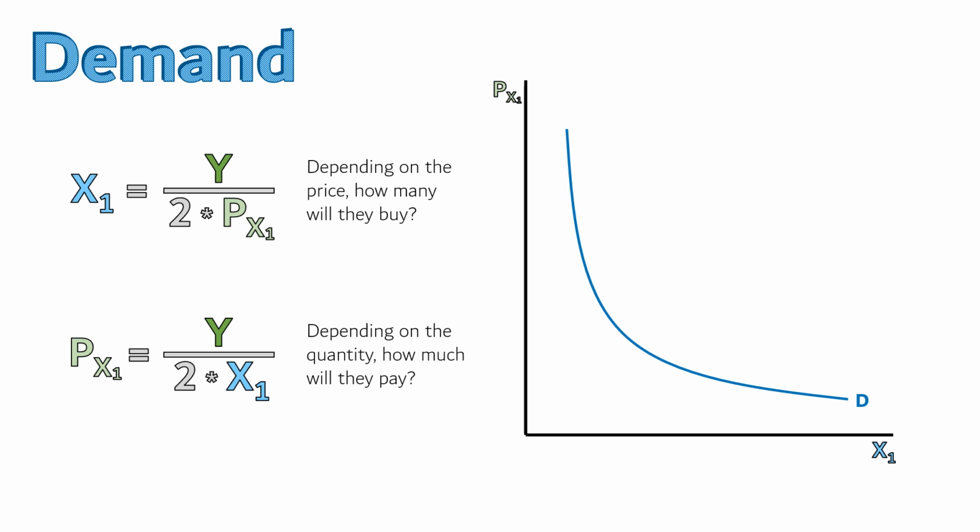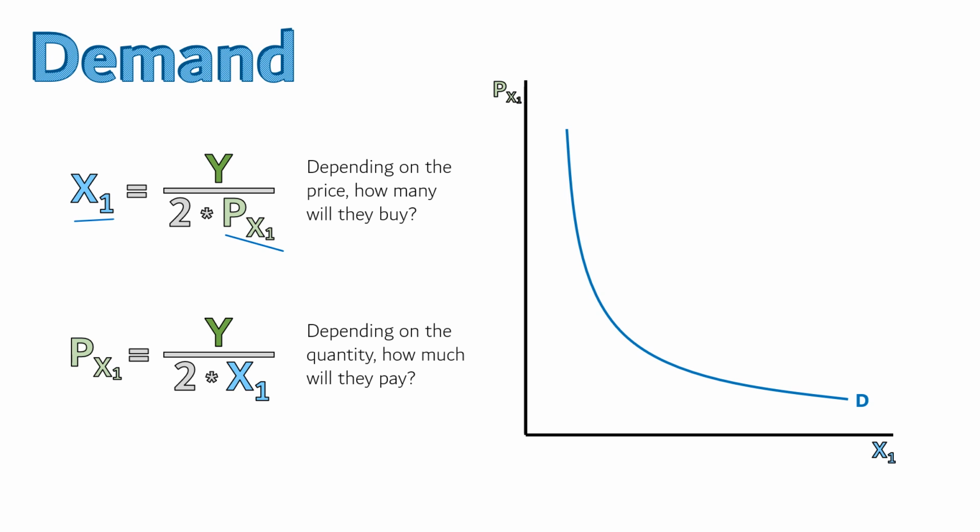Demand is the relationship between the price paid and the quantity purchased by the consumer. Given some price for x1, we can just follow from that price over to the demand curve and then follow from there down to find the quantity demanded at that price. In other words, the demand curve tells us how many units of a good a customer will buy given the price. But if we rearrange the demand equation, we can think of this another way.